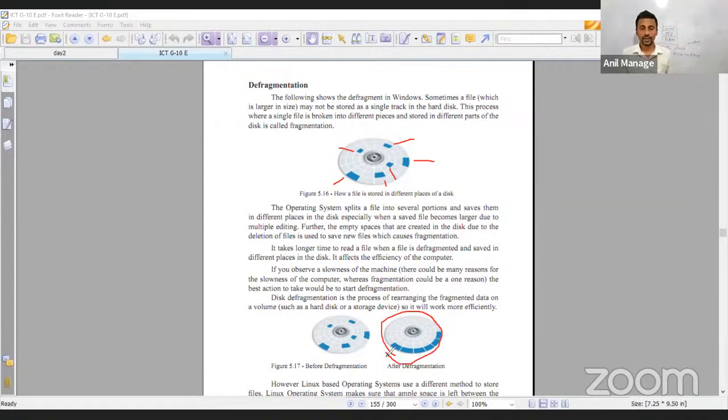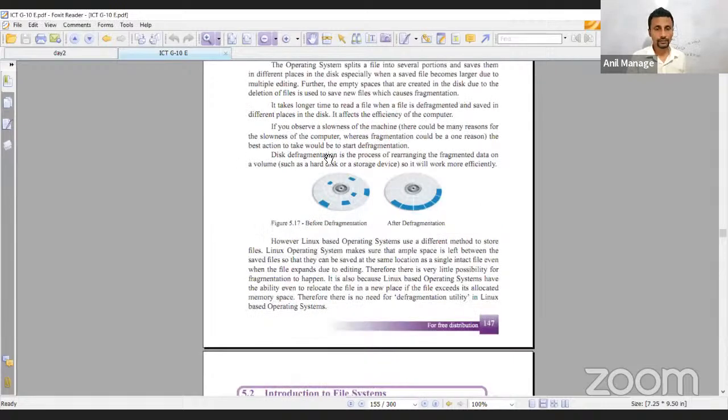After defragmentation, you are taking them together. Then what is the advantage? When you try to open them, you can open it quickly rather than having them in different places. You can do it in your computer. Go to the hard disk, right click there. You have a tool called defragmentation. If you run that, your computer becomes a bit faster.